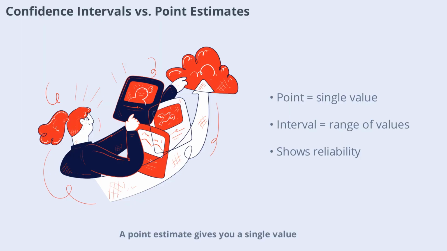A point estimate gives you a single value, like the average height from your sample. A confidence interval, on the other hand, provides a range of plausible values for the true mean. While point estimates are simple, they don't show uncertainty. Confidence intervals add context and help you understand how reliable your estimate is. Using both together gives a fuller picture of your data.